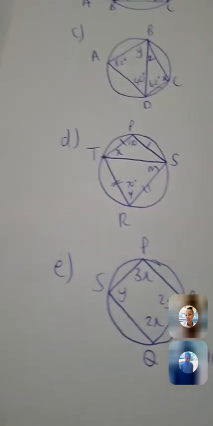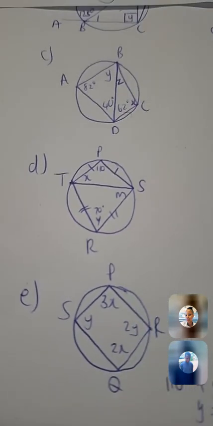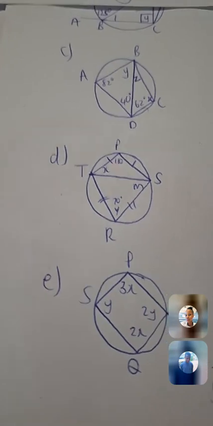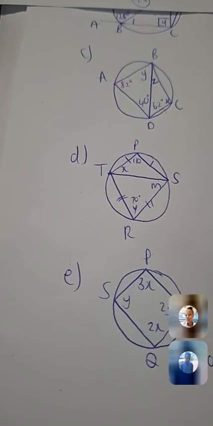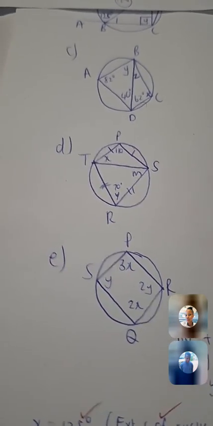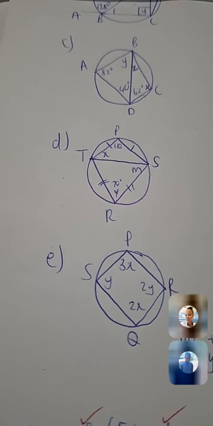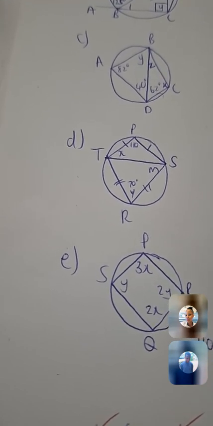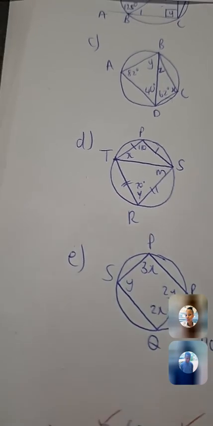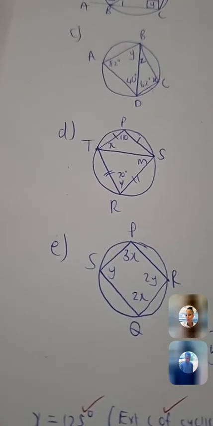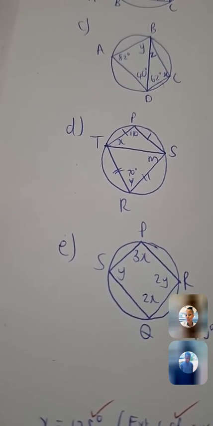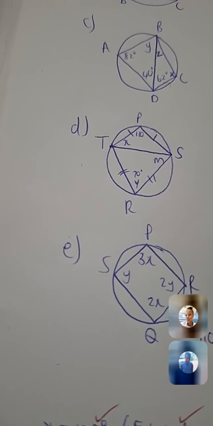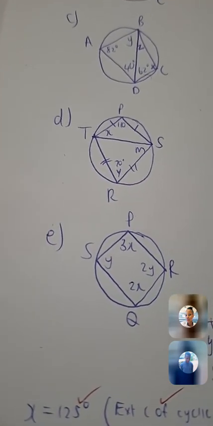So we want the value of x and m. We start with the value of x, right? Angle STP is equal to... the side TP is given as equal to PS, right? Which means angle STP is equal to angle TSP. The reason will be angles opposite equal sides.